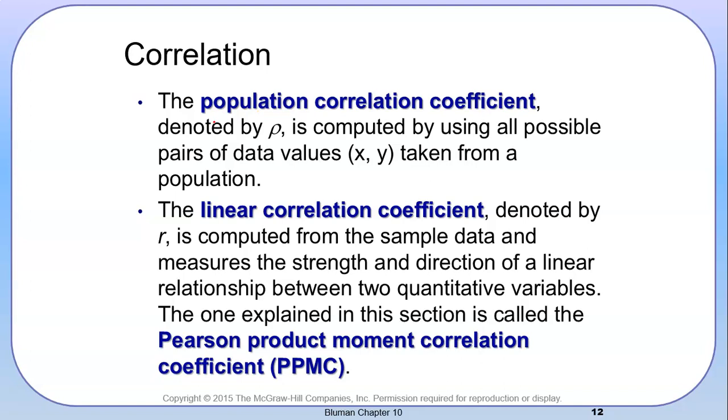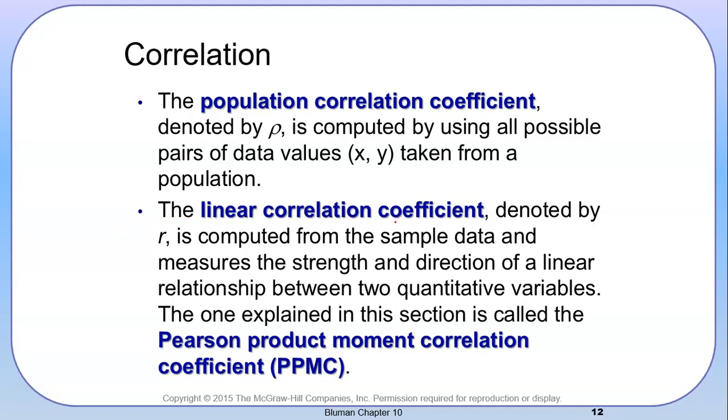The first one is the population correlation coefficient, and for the population correlation coefficient we use the symbol rho, R-H-O, and it is computed by using all possible pairs of data values taken from the population. Selalunya kita tak guna population, dan dalam yang sebab population is too big, dan kita akan guna the sample correlation. However, kalau population tu kecil, kita akan guna yang population correlation coefficient. Tapi mostly kita akan guna untuk sample correlation coefficient.